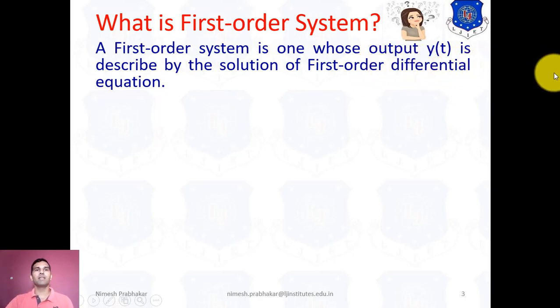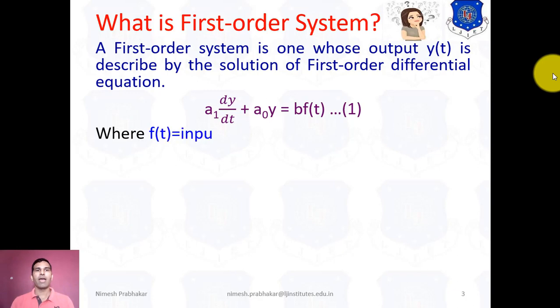Mathematically, we can represent a first order system as a1 dy by dt plus a0 y is equal to b f of t. Here f of t represents the input, or it is also known as the forcing function. Here a1, a0 and b are constants and y represents the output. So this is the general form of a first order system.